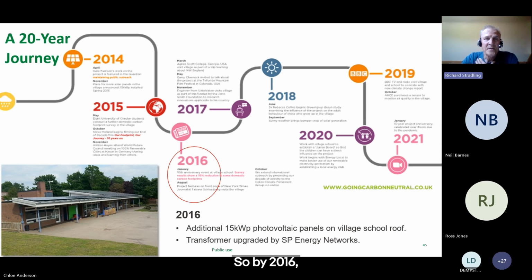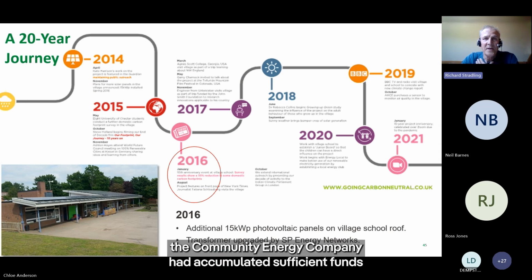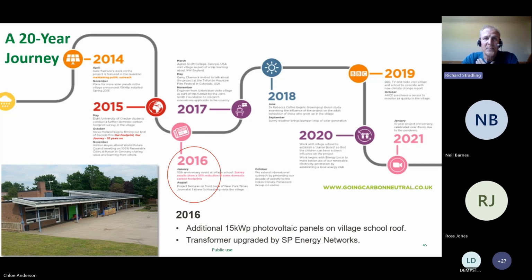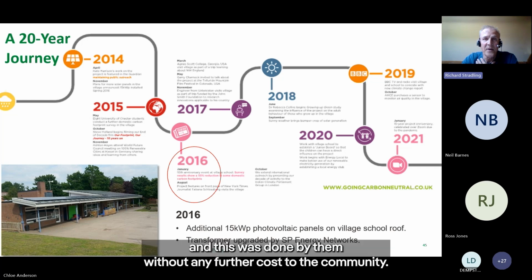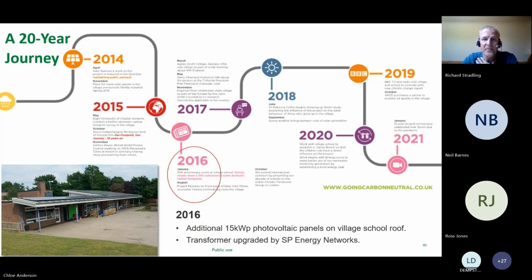So by 2016, the Community Energy Company had accumulated sufficient funds to add another 15 kilowatts of panels at the primary school. SP Energy Networks had decided that the supply transformer for that section of the village needed uprating, and this was done by them without any further cost to the community. And next slide, please.